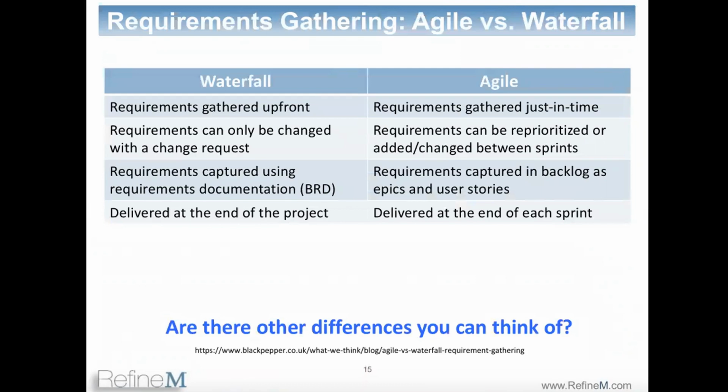Whereas in Agile, they are gathered just in time. So you start listing down the requirements that are most important, and then you start gathering those requirements, start eliciting those requirements. And once those are over, then you go to the next, then you go to the next, then you go to the next. So they are gathered just in time versus gathered all up front.